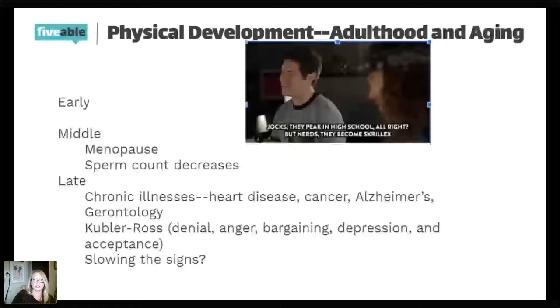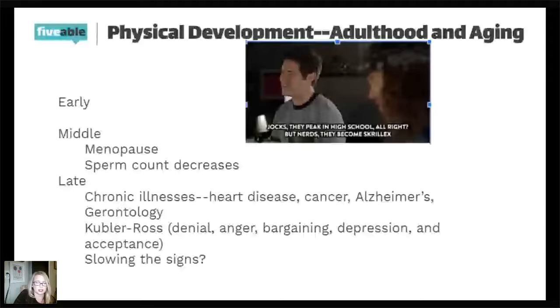So, after adolescence, we have adulthood. There are 3 parts of adulthood: early, middle, and late. Early adulthood is when you're supposed to be at your physical peak, unless, of course, you peaked in high school, then I guess that would be in your adolescence. Middle adulthood generally is when women undergo menopause. Menopause is basically the opposite of menarche. It's when you lose your menstrual cycle and you're no longer able to bear children. Men don't face a similar thing. However, as they age, the sperm count does decrease in men.